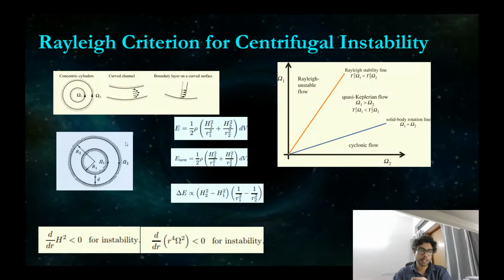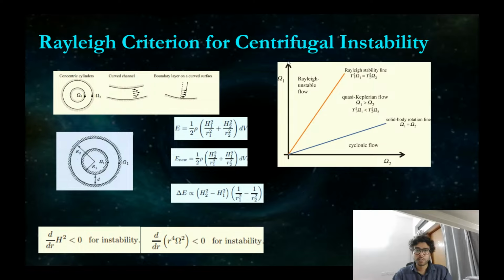So that means that h square is just the angular momentum, as I said. So as r increases, meaning you are going further from the center, the angular momentum should decrease for instability, right? Whereas if you want the system to be stable, as you go further, angular momentum has to increase. Right? So that is what this condition is talking about.